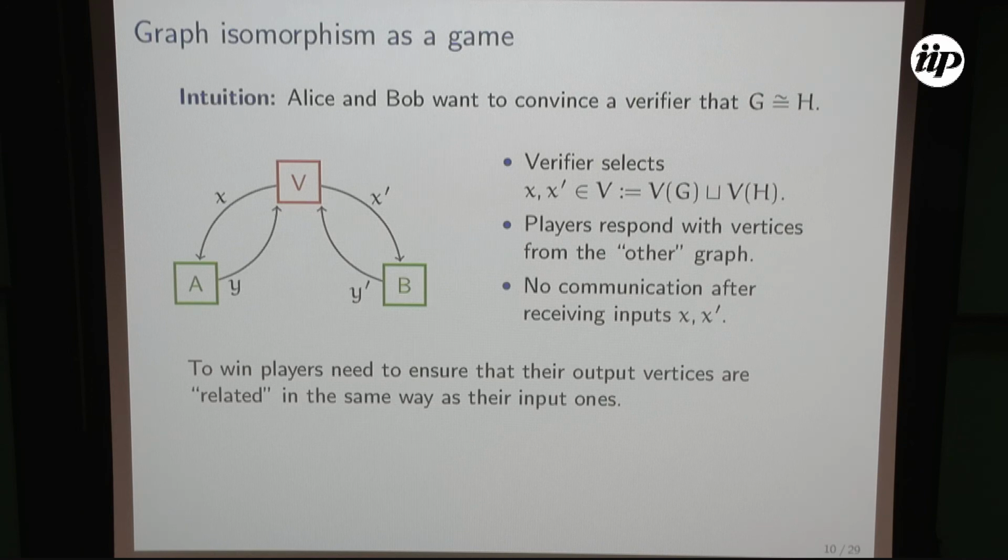I know it's a little bit complicated. But just remember, the verifier sends out vertices, receives vertices as well, and then we're checking if the relationship between the G vertices is the same as the relationship between the H vertices.